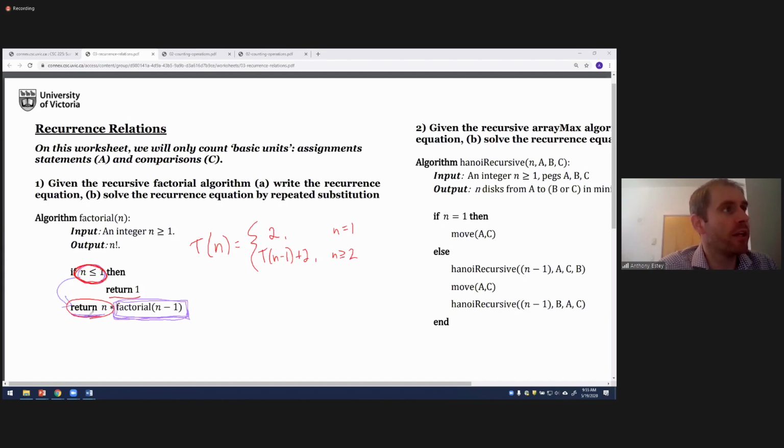Any questions about this? How is it 2? Because we've got a comparison and an assignment. We've got a return and an if. Which one are you not seeing, Agam? Okay, thanks.